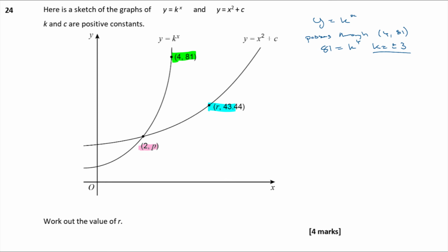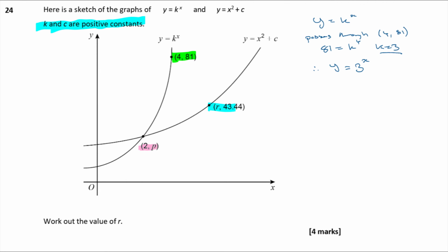Well, actually, I just read that k and c are positive constants here, so it can't be minus 3. k has to be plus 3. So we know that k is 3. That makes things a bit easier. So therefore, the equation of the exponential function is y equals 3 to the power of x. Now we've got the complete function for that one.